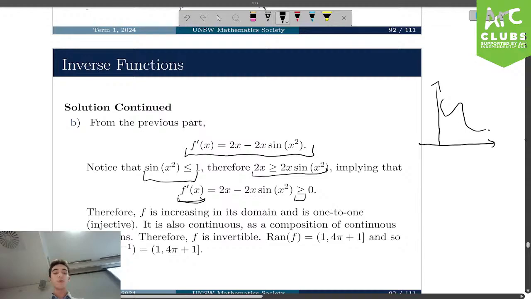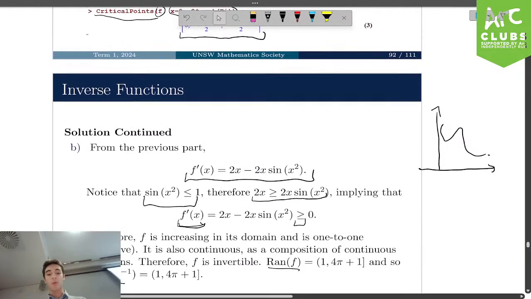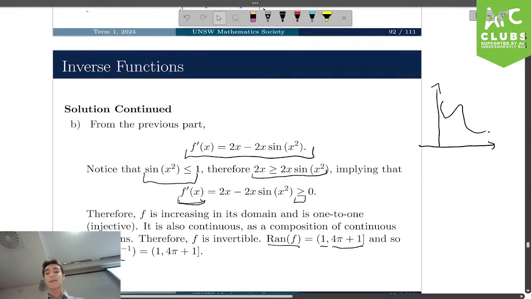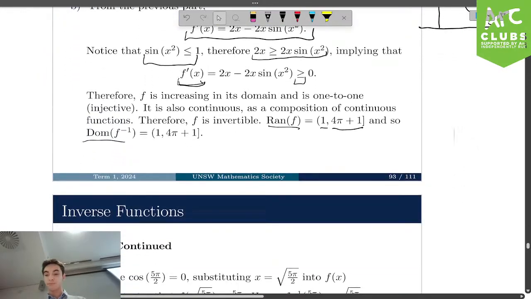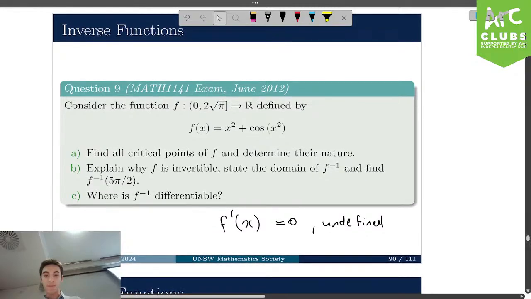And from before, you'll recall that the domain of our inverse is just the range of our function, okay? So to find the range of our function, we find the minimum and maximum, and if you do that, you do get 1 and 4 pi plus 1, right? And that must be our domain for the inverse. Now, what was the last part of the question for this B? It was find the value of the inverse function at 5 pi on 2.